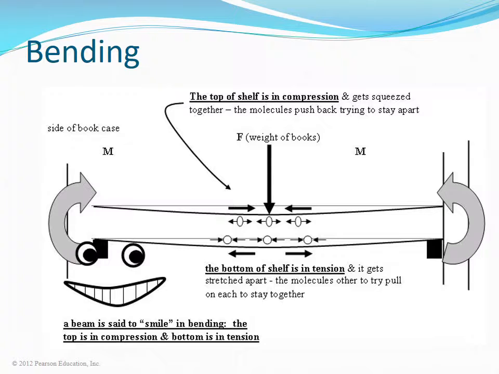Bending consists of both tension and compression stresses. It occurs when a force is placed on an object and this causes it to sag. An example of bending is caused by a person sitting on a board. The top section of the board is being pushed together in compression, while the bottom section of the board is being pulled apart in tension.